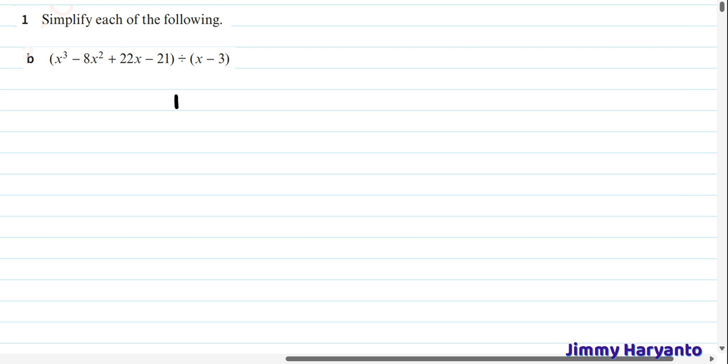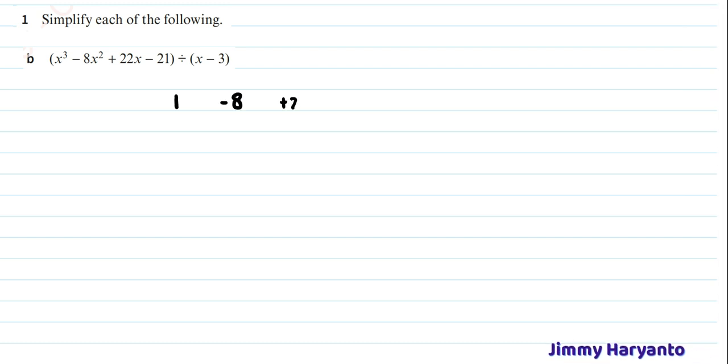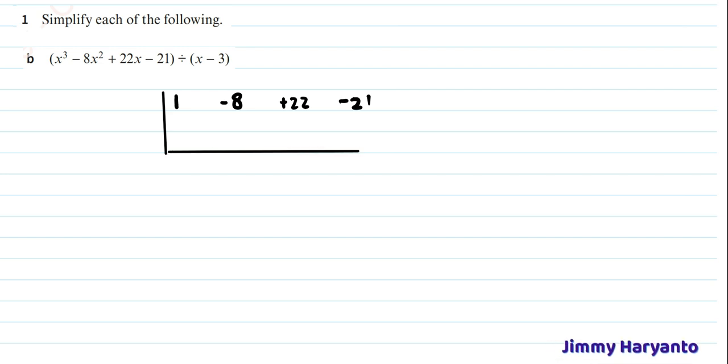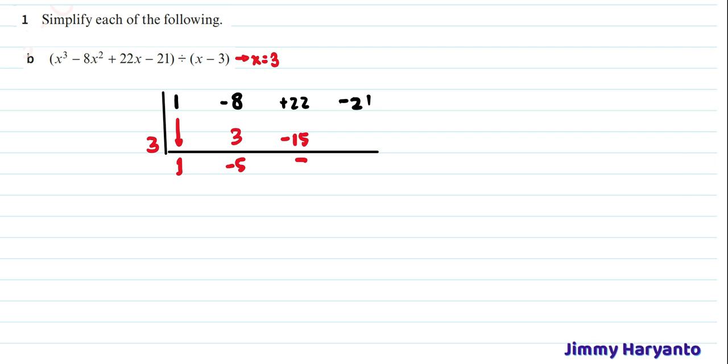The first one is 1 and then negative 8 and then 22 and then negative 21. And we do this. Okay, and then from x minus 3, you will have x equals 3. That means 3 right there, and then this one will go down, 1. 1 times 3 equals 3. Add them together and then multiply one more time. Add again and multiply one more time, and then you have 0. That means the result for this one is x squared minus 5x plus 7.